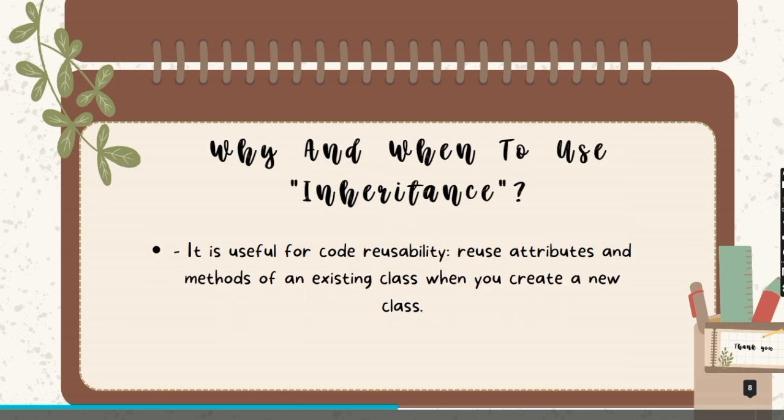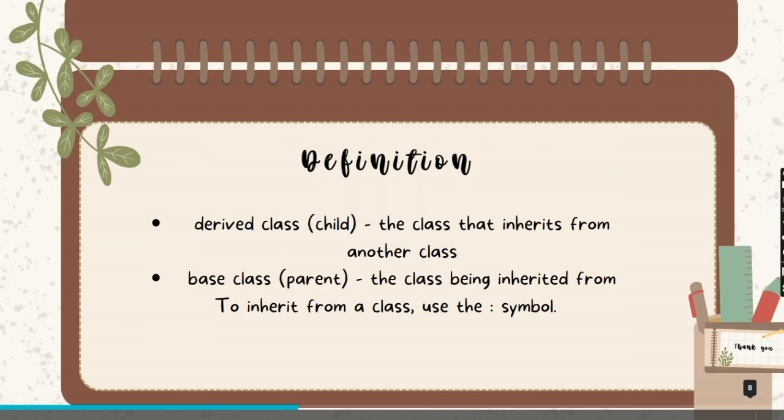So, why and when to use inheritance? Why is it important? It is useful for code reusability. We reuse attributes and methods of an existing class when we create a new class. By the way, we have to use this colon symbol to inherit from a class. Okay? Just to remind you guys.